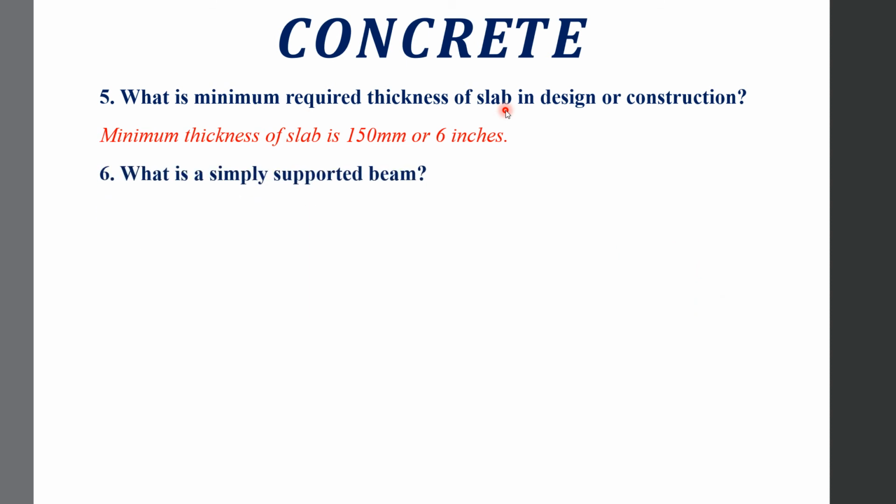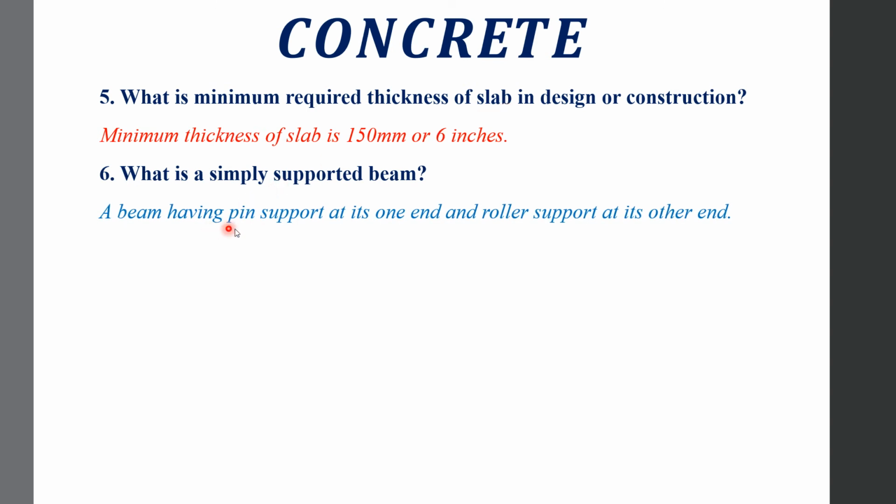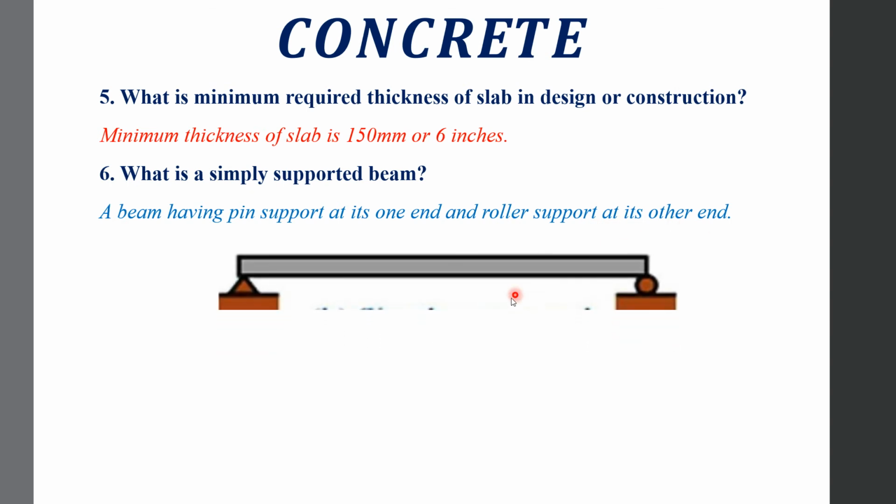Number six is, what is a simply supported beam? This is a very simple question which may be asked of any civil engineer. What is a simply supported beam? A simply supported beam is a beam having a pin support at one end and a roller support at the other end. So simply you can see in this figure that this is a beam, a horizontal member. At this end it has a pin support, and at this end it has a roller support.